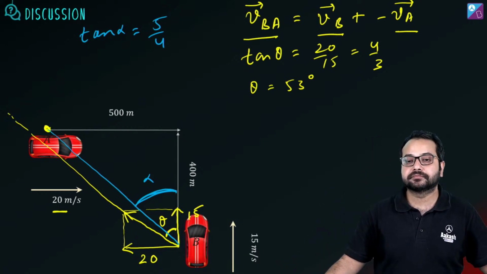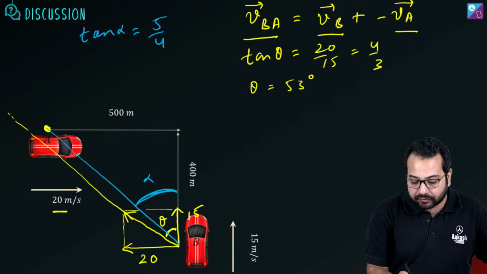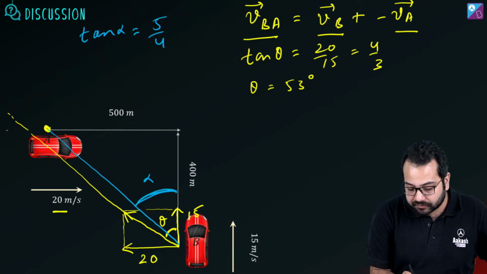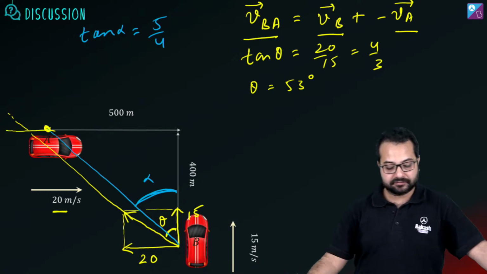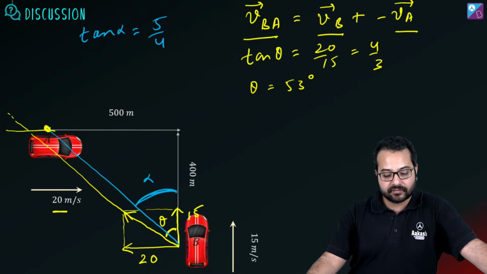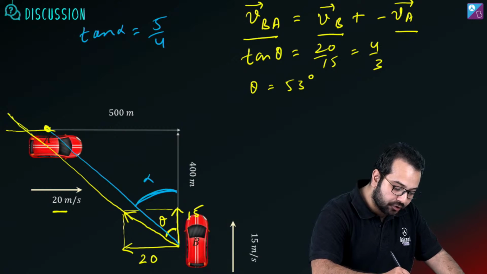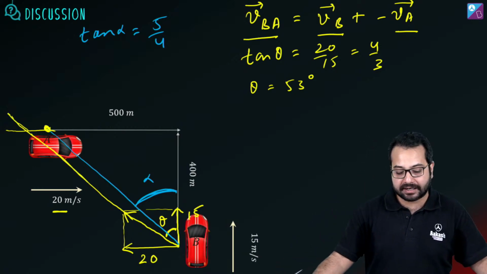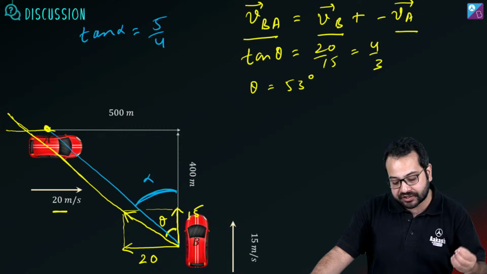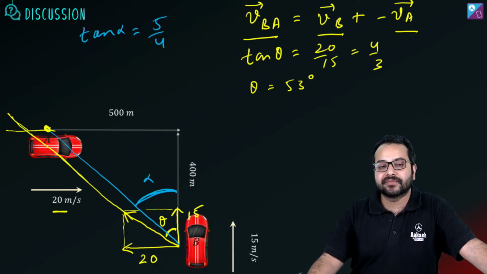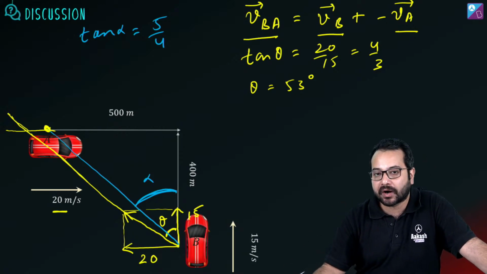Is that correct? Okay. So how do we calculate the distance of closest approach? Let's extend this. According to car A, this yellow line that you see is the trajectory of particle B. Do you agree? This yellow line is the trajectory of particle B.